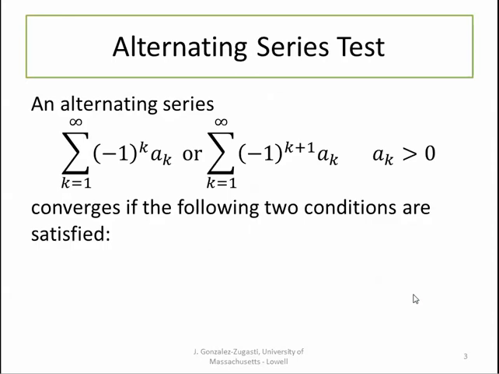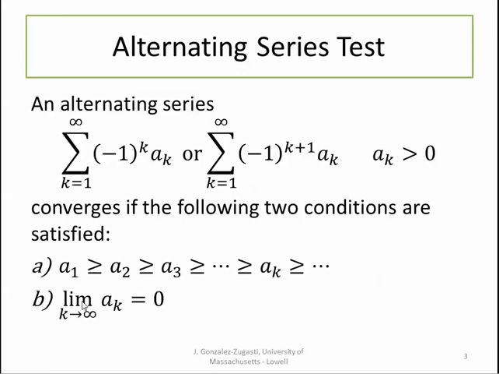The following theorem is the key result on convergence of alternating series. It's called the alternating series test, and it says that an alternating series converges if the following two conditions are satisfied. The first is that your terms are decreasing, or shall we say non-increasing, because they could be equal, and that the limit of your terms is headed towards 0.